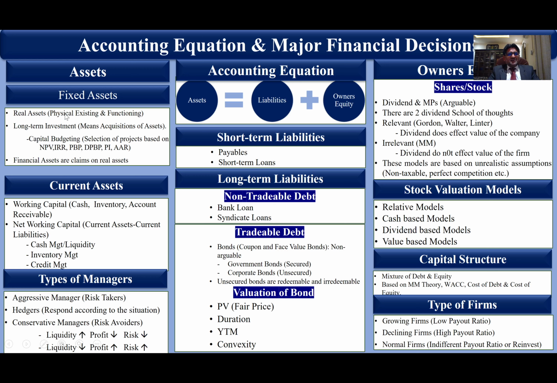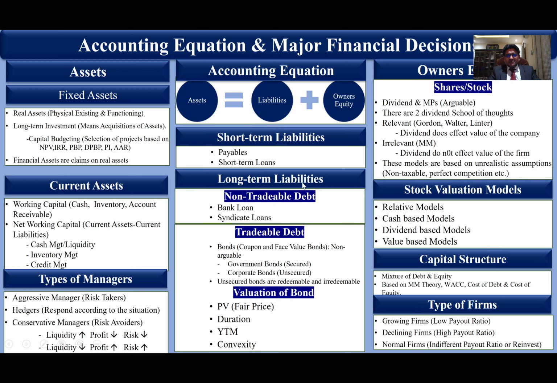To meet the requirements of acquiring a real asset, we require funds. Funds can be generated from the right side of the equation, where one is liability and the second is owners equity. As I have stated, liabilities are divided into short-term liabilities and long-term liabilities. Since we are going for long-term investments, obviously we will take help from long-term liabilities.